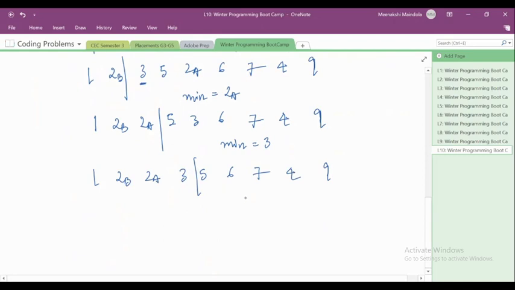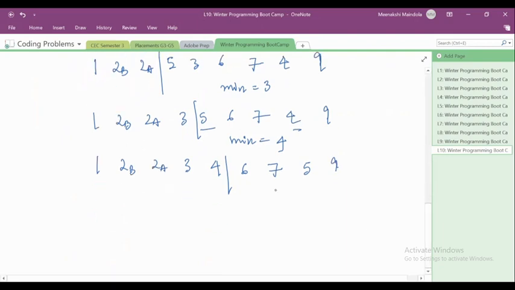Find out the minimum element. Minimum element is now 4. So we store it at its correct position, which is where you have currently the value 5. So instead of 5, these two variables are going to be swapped. So this is going to be 3. You have 4 here. Up till here you have the array as sorted. So you have 6, 7, 5 and 9.